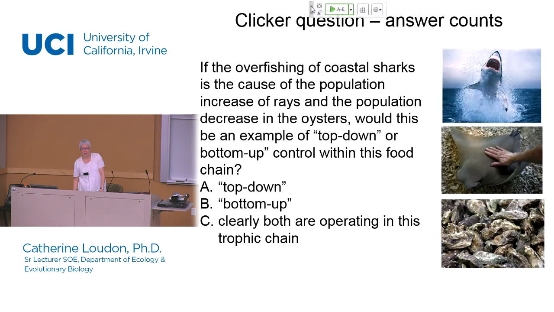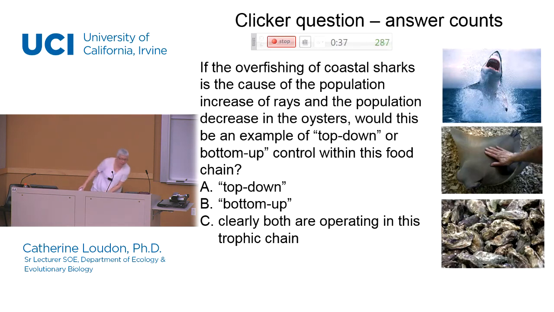So here's your chance to try again. Let's do this as another example. Okay, so we've got 3 players here, right? And I've got pictures on the right for your convenience. We've got sharks, we've got cow-nose rays, and we've got oysters here, okay? So here's the question. If the overfishing of the coastal sharks, these guys up here, is the cause of a population increase of rays, these guys right here, and the population decrease in the oysters, these guys right here, would this be an example of top-down or bottom-up control within this food chain? 3 choices. Top-down, bottom-up, or clearly both are operating. Chat with your neighbors. I'll give you 20 seconds or so, and then I'll check back in with you.